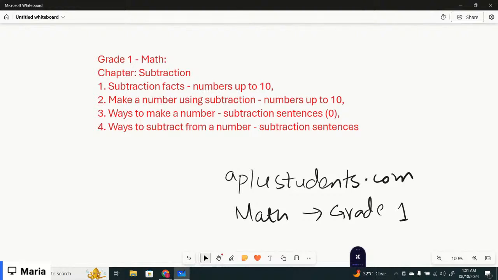There you can find the list of the chapters. We are going to start with the chapter subtraction. The lessons we're going to cover today are subtraction facts, numbers up to 10. Make a number using subtraction, numbers up to 10. Ways to make a number, subtraction sentences. Ways to subtract from a number, subtraction sentences. So please make sure you have your notebook and pencil so that you can note down the important examples and definitions as well, right?